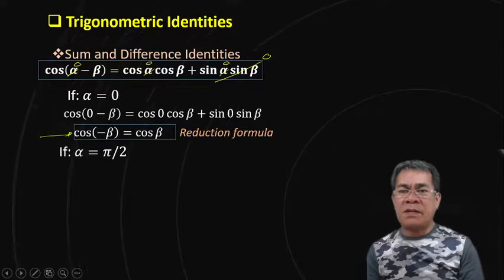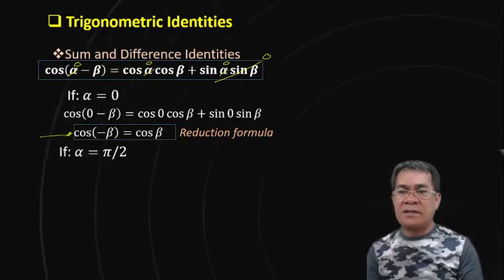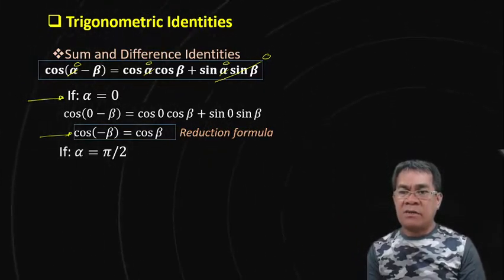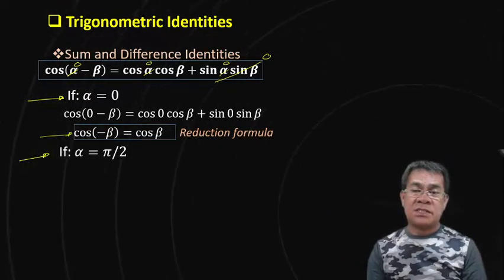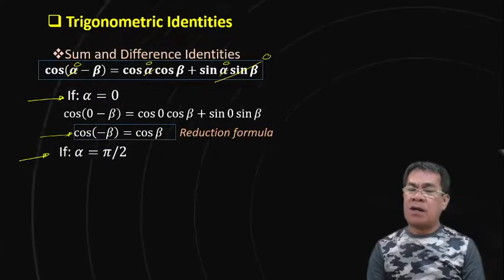That's it. So now, what will happen if I replace alpha? This time, we will replace alpha with pi over 2. Pi over 2 is 90, take note. So this is 90. 180 degrees, sorry.